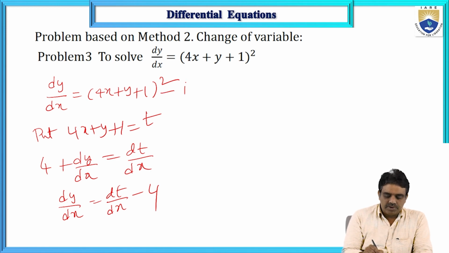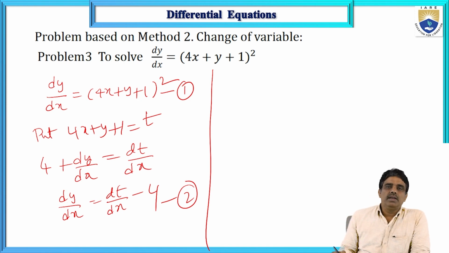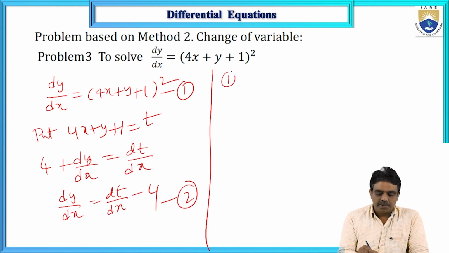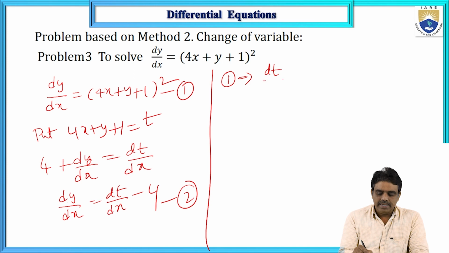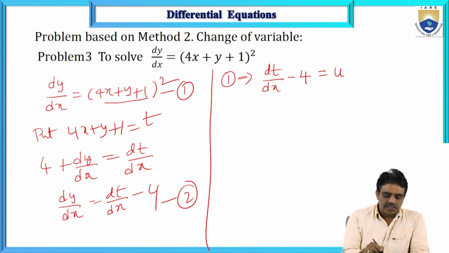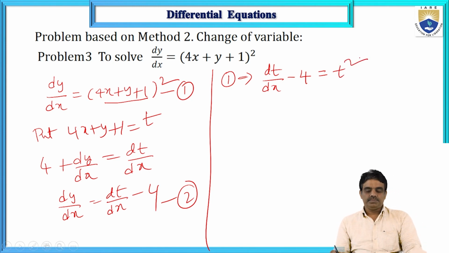So this is equation 1, and this is equation number 2. Now substitute 2 in 1. In the first equation, dy by dx is replaced by dt by dx minus 4 is equal to, on the right side, 4x plus y plus 1 replaced by t, so the right side term is t square.